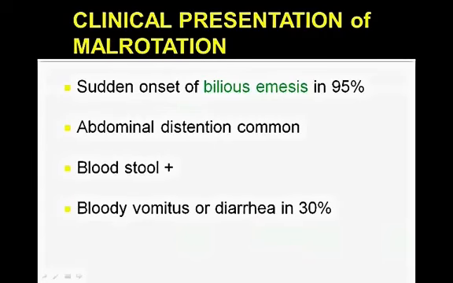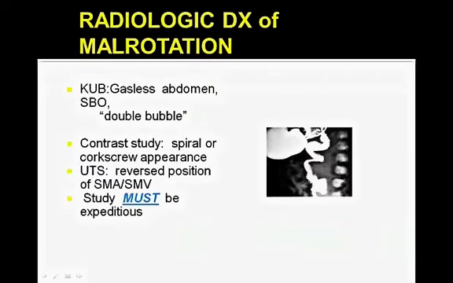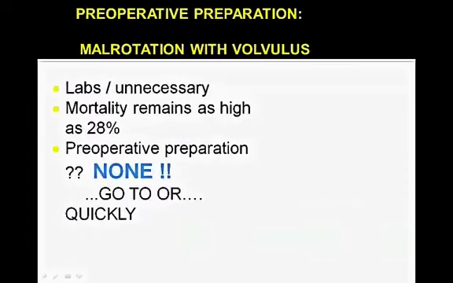Clinical presentation, let's review this again. Bilious emesis, abdominal distension, bloody stools, bloody vomitus, and the typical changes in the anatomical position. On the KUB study, you may see a gasless abdomen with partial or complete small bowel obstruction along with a double bubble sign, and on contrast study you can see a spiral or corkscrew appearance. The study must be done quickly.